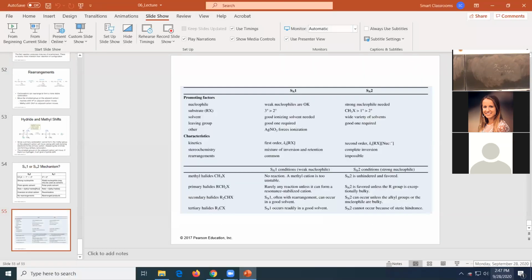The next topic that we'll look at is the other type of reaction, which is elimination. So that was all about substitution. And I'm going to go ahead and end there.